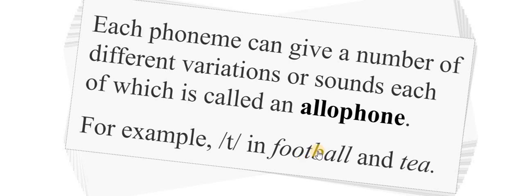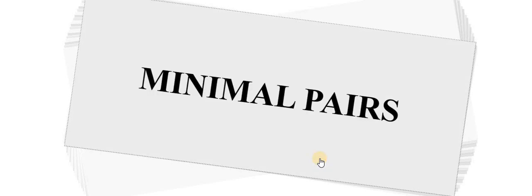Okay, so this is called a variation or an allophone of the letter T. So these are two allophones of the same letter. I think it's clear by this example, right? The two letters are pronounced in two different ways because they are two different allophones of the same letter.